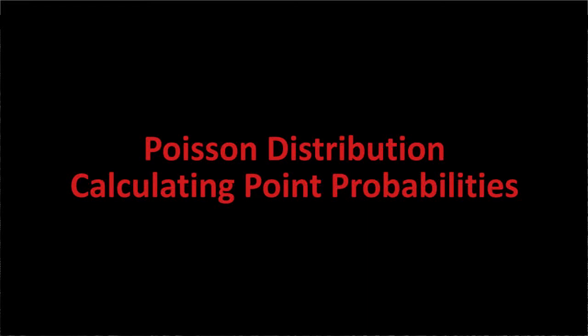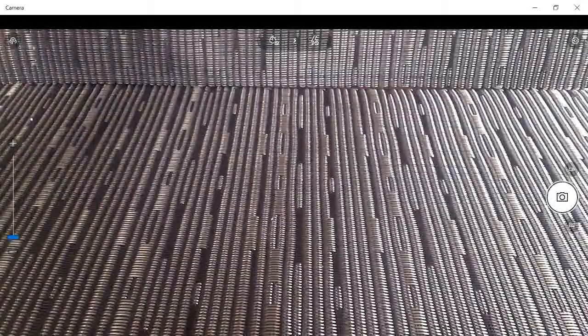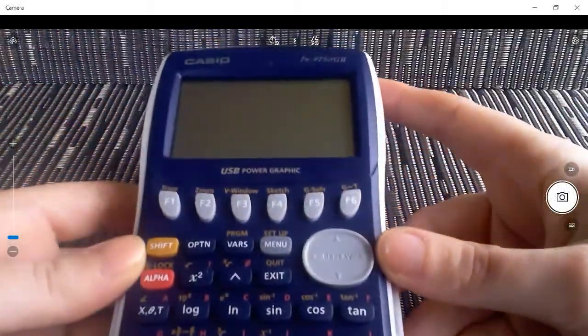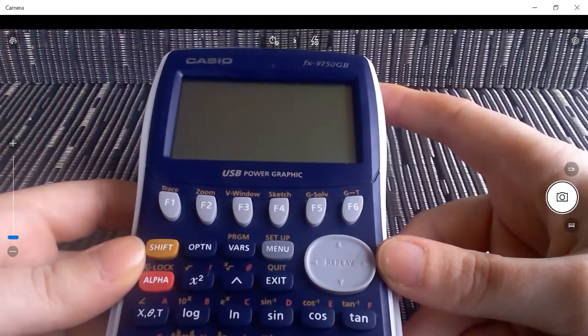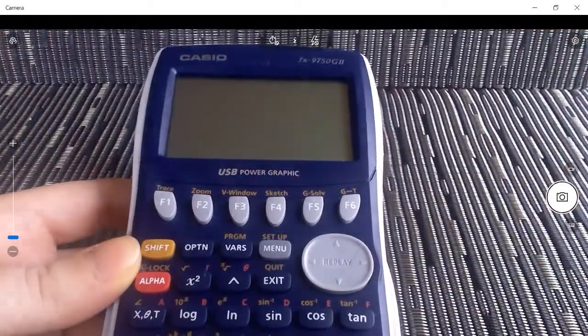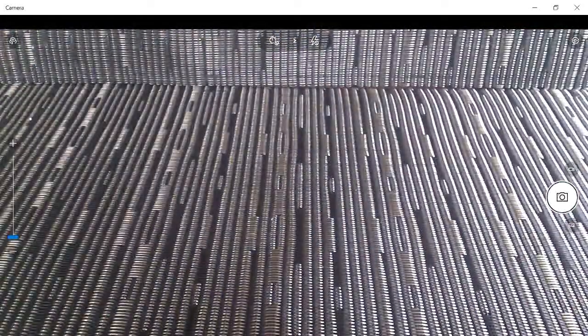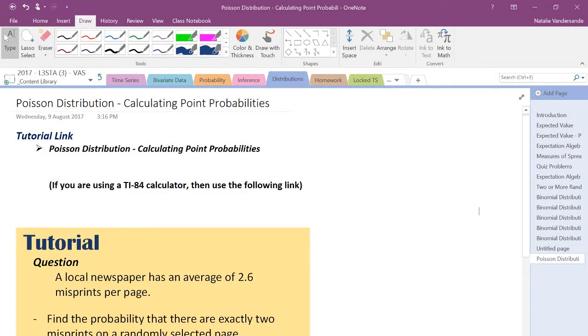This is a tutorial for calculating point probabilities using the Poisson distribution. I'm going to be using a Casio graphics calculator. Looks like this, to do my calculations on. Let's take a look at our question.